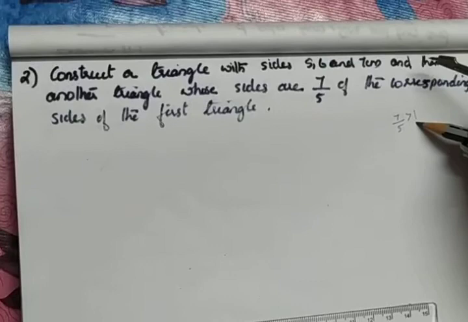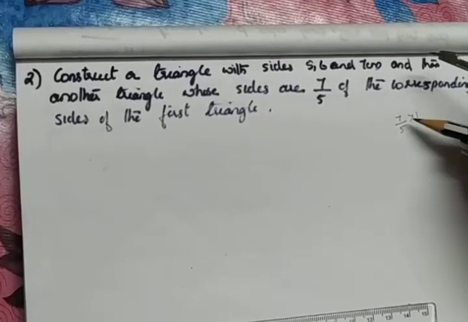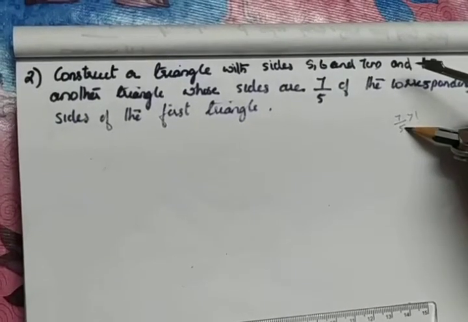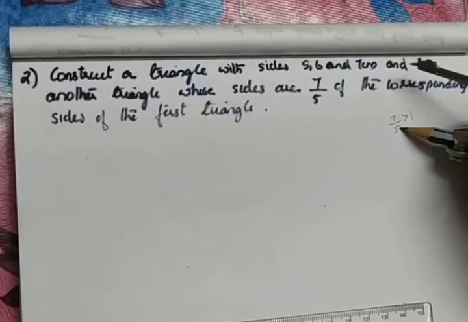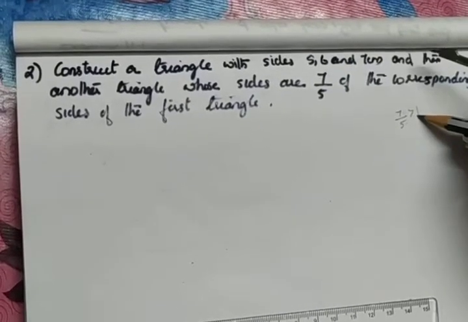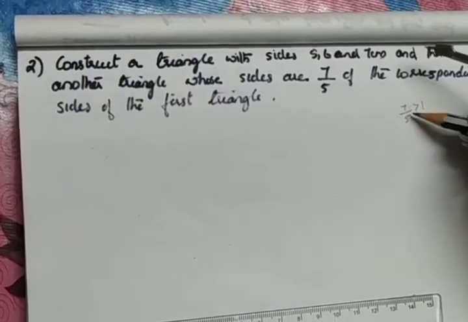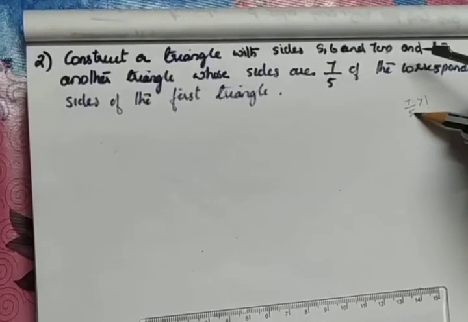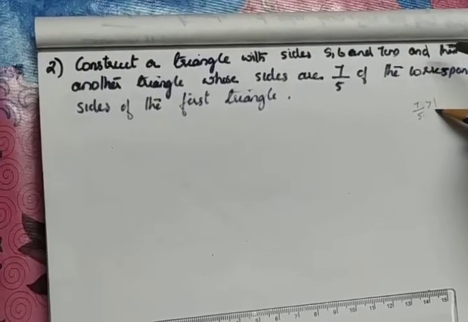How can we identify a fraction as a number greater than 1? If the numerator is greater than the denominator, then we can conclude that it is greater than 1. A fraction is greater than 1 if the numerator is greater than the denominator. So here it is greater than 1.